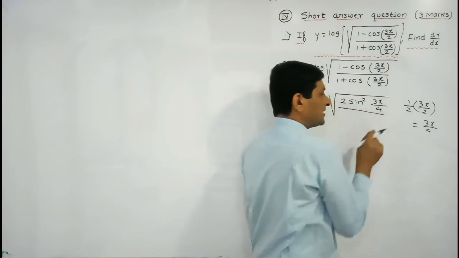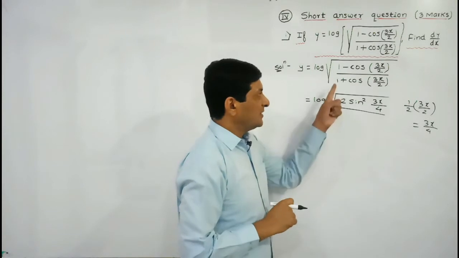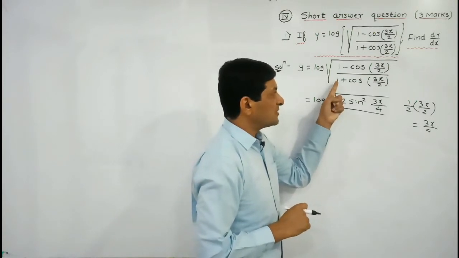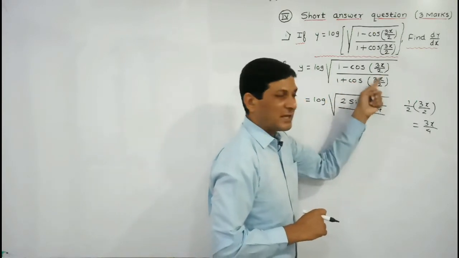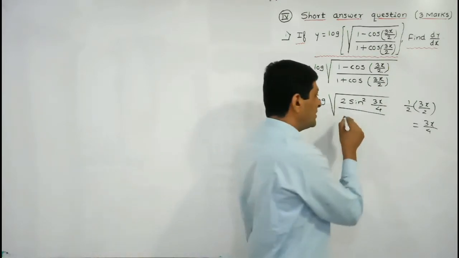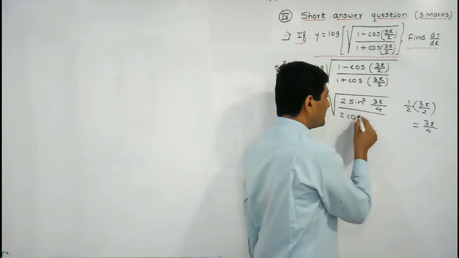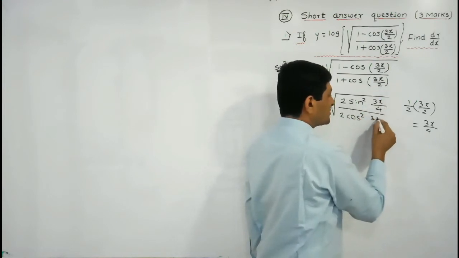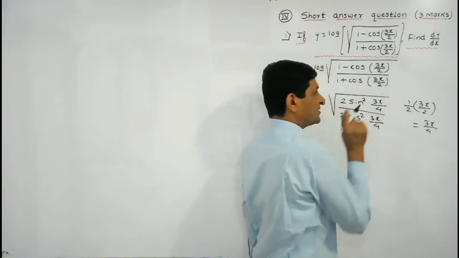Same method we are applying in the denominator. In the denominator, which formula we are applying? 1 plus cos theta, and according to the half angle formula, the value of 1 plus cos theta is equal to what? 2 cos square theta by 2. Here theta is 3x by 2, so its half is 3x by 4.